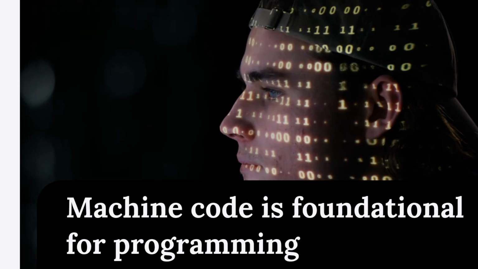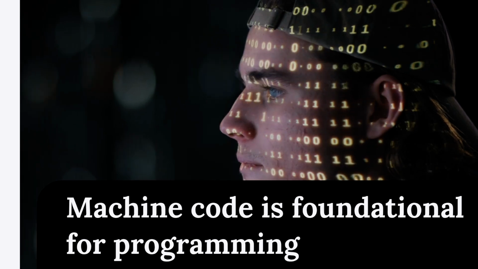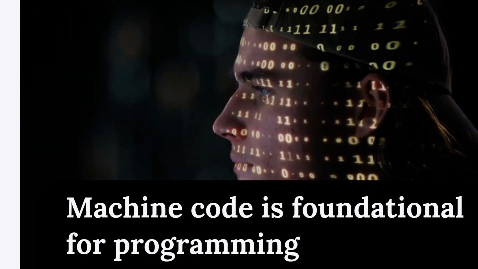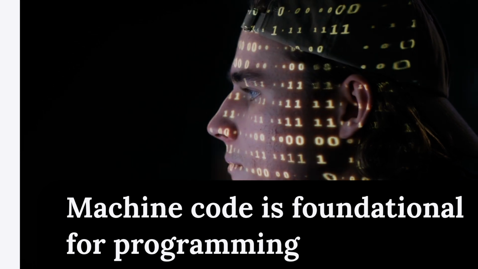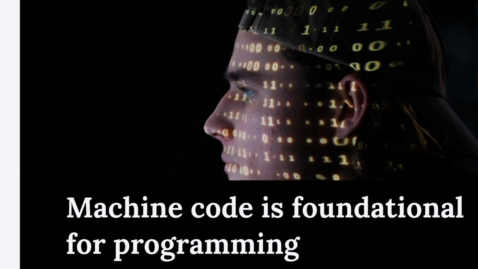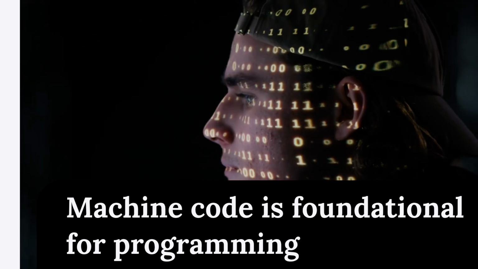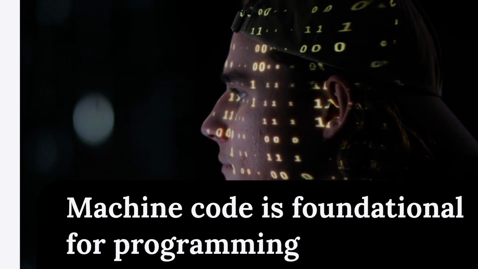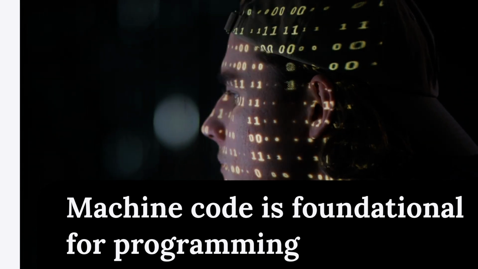Machine code is the lowest level of programming. It consists of binary digits, ones and zeros. Understanding machine code is crucial for low-level programming. It is the foundation of all programming languages. Mastery of machine code aids in advanced coding.